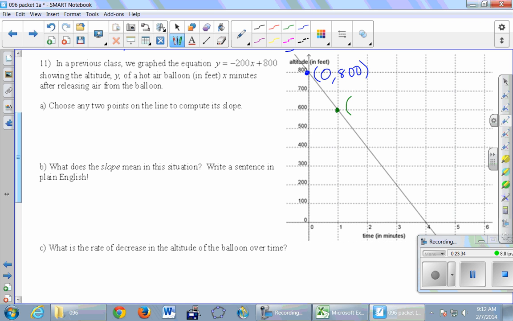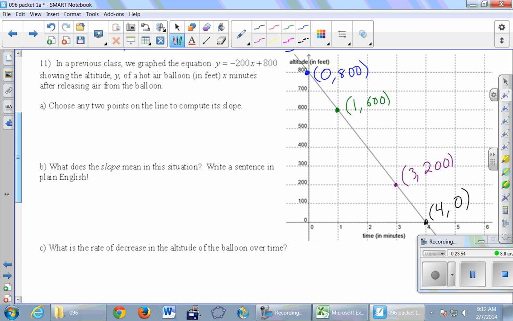So for example, what are the coordinates of this guy? That's 1 and 600. Or just as well, you could have picked a point way down here, which is what? 3, 200. Or you might pick this point here, and there's plenty of others to pick as well.